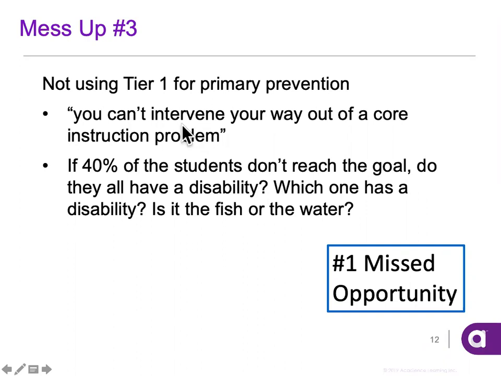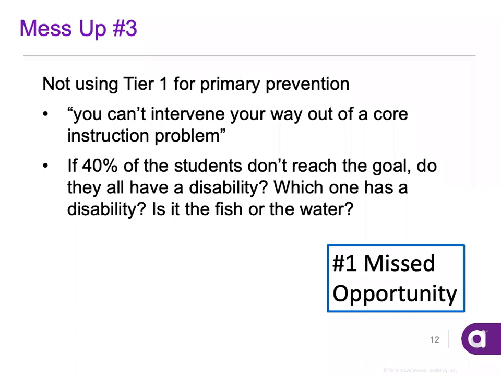And I think it was Anita Archer who said, you can't intervene your way out of a core instruction problem. And the problem is not that teachers aren't doing the best that they can. It's that the core instruction is misaligned to the needs of the group in front of that teacher. That's what I mean by taking advantage of this opportunity to get the first instruction right, to maximize the first way we teach reading rather than trying to retrofit and intervene after a student has been flagged as having a reading difficulty.